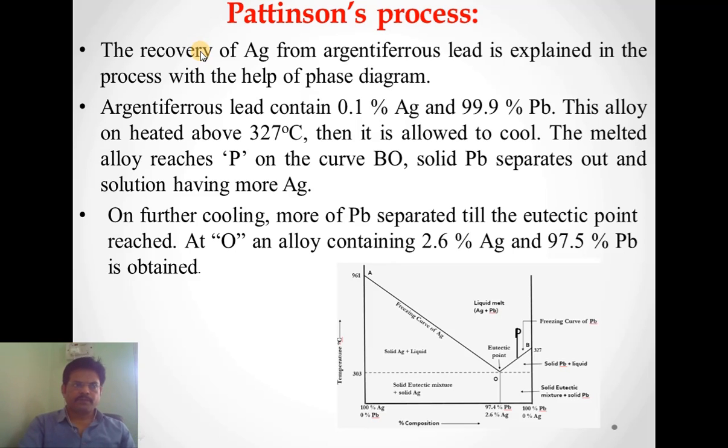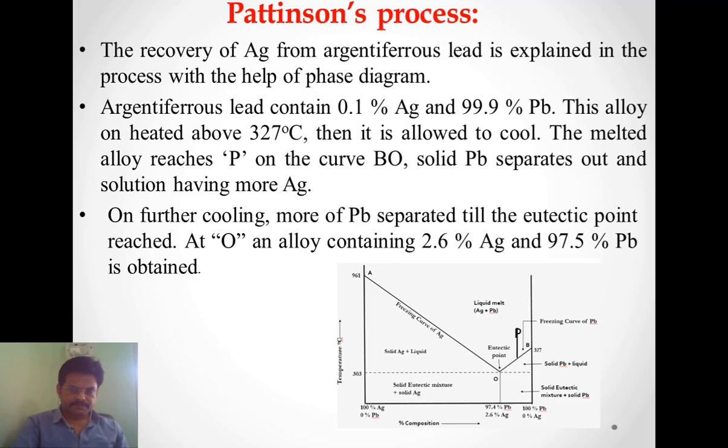Now next is the application of the phase diagram of the lead-silver system. The principles studied in the phase diagram of the lead-silver system can be applied for the extraction of silver from argentiferous lead. The ore of argentiferous lead contains originally a very small amount of silver, only 0.1%, and 99% of lead. If we extract silver from this ore directly, it will be very costly, and hence we carry out the enrichment of silver in argentiferous lead by using the principle used in the lead-silver system.